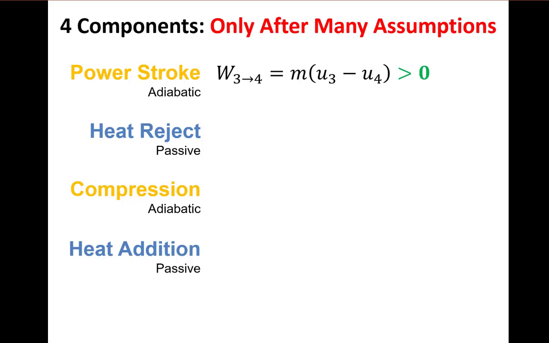So this is the power stroke. This is where we're producing power, right? So this is from state 3 to state 4. So work out is positive, sorry. Heat rejection. So here we're rejecting heat. This is the opposite, right?